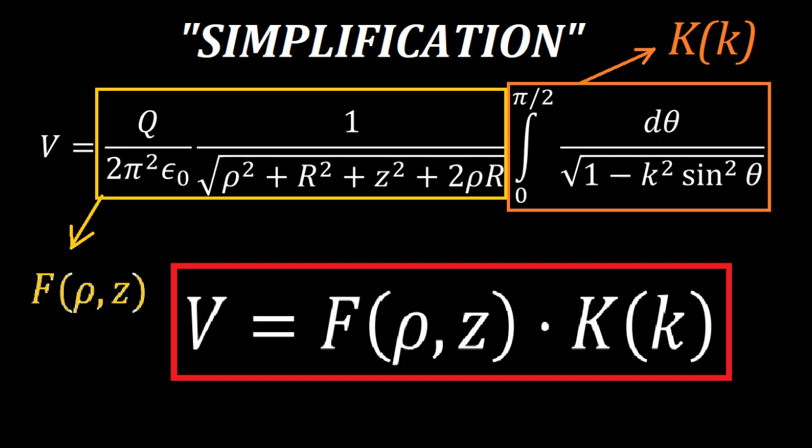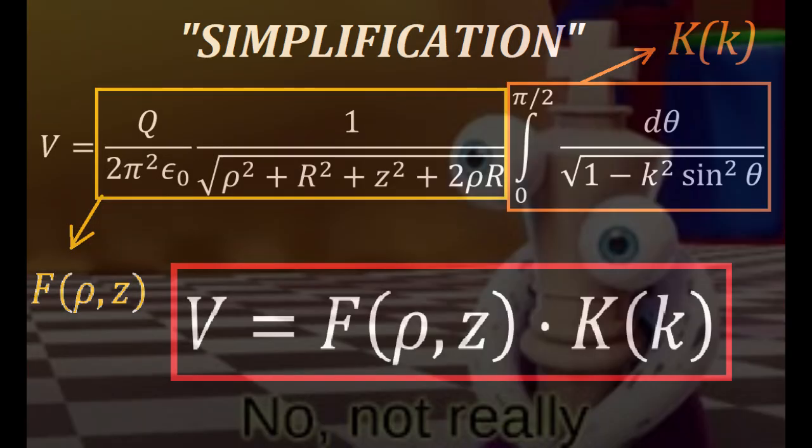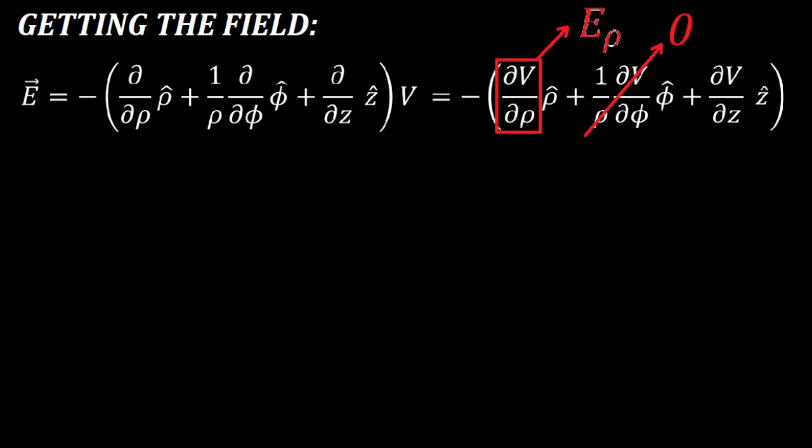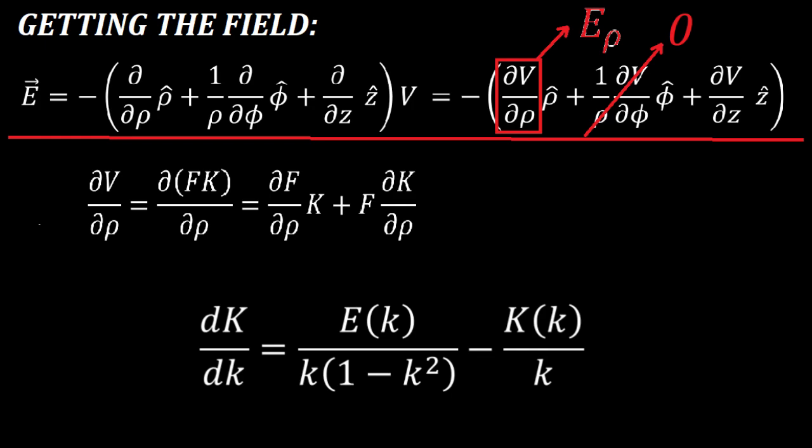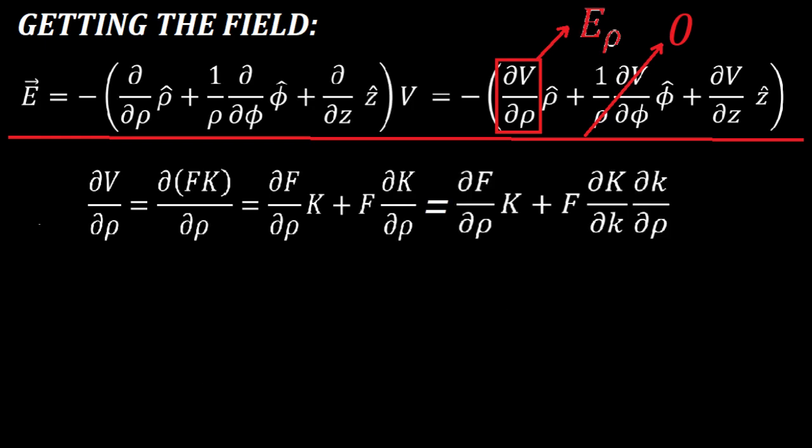The math will now be so much more bearable to deal with. Let's find the derivative with respect to rho first. By chain rule, dV by d rho is equal to df d rho times k plus f times dk by d rho. We have no formula for dk over d small k, so let's use chain rule again to write the second term as f times dk over d small k times d small k over d rho.